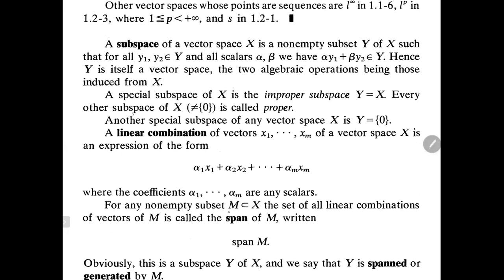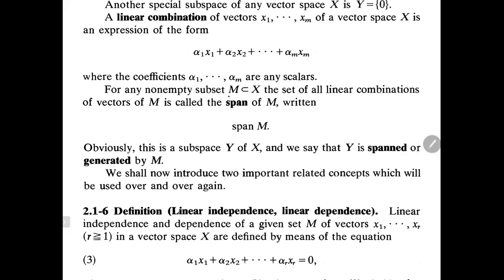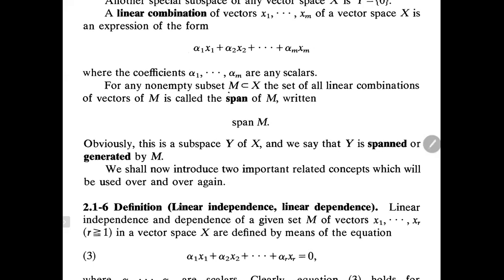Or alternatively, you can check: if you consider any two elements y1, y2 from the subset Y, and you consider the linear combination alpha y1 plus beta y2, this belongs to Y for all y1, y2, and for all scalars alpha, beta. If this property is satisfied, then Y is a subspace. No need to check all the axioms of a vector space, just this one property. Similarly, you can check that the span of a subset of a vector space is a vector space.